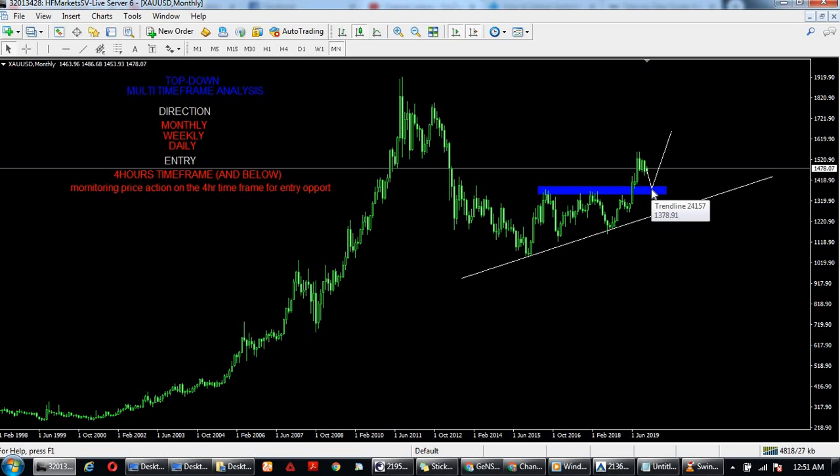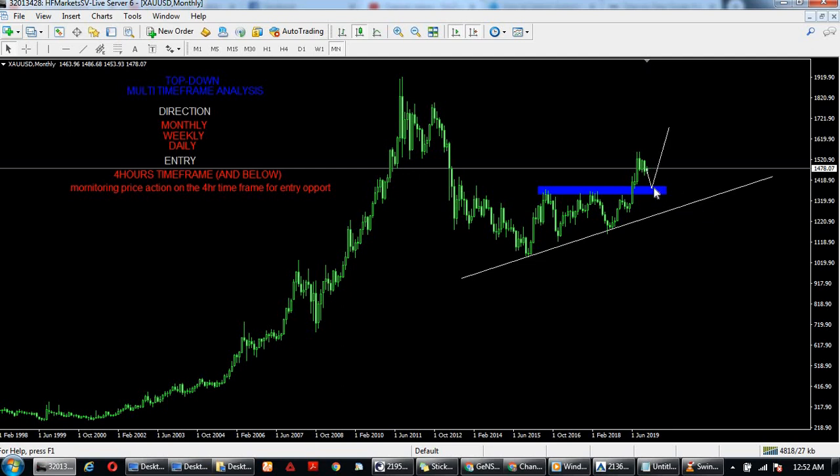Yes, that is that, guys. And then there's something we would want to take note of. This is all for the monthly time frame. So we would be expecting price to now get back to our previous monthly resistance now turned support.